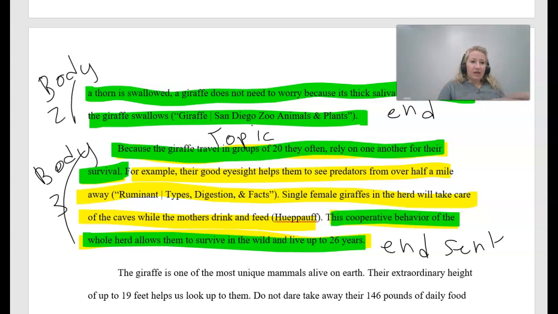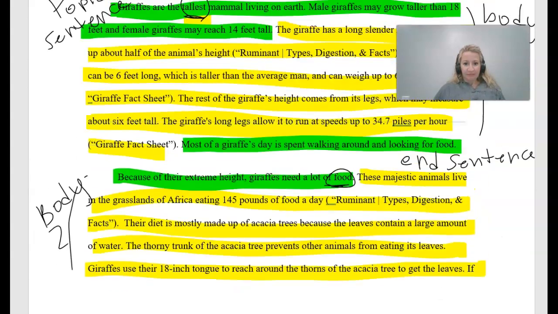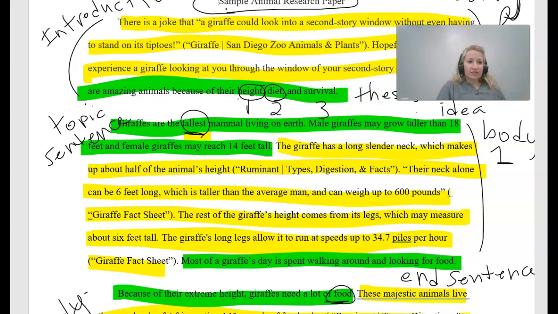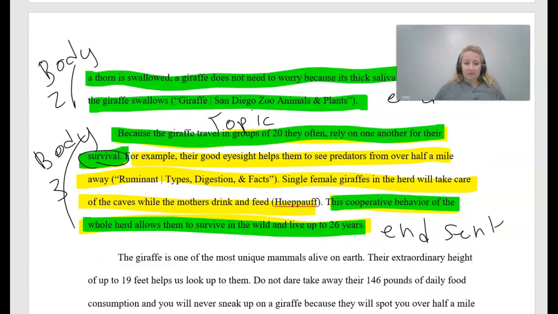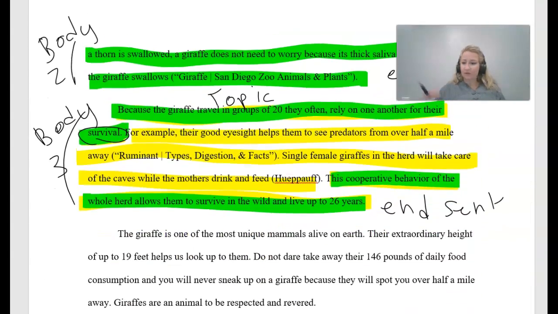And the goal would be that this third body paragraph should support what's listed in my thesis as the third item. So let's go and check that. And look, the third listed idea in my thesis talks about survival, and also the third body paragraph talks about survival. We're making good time, guys. Look at that. Awesome.